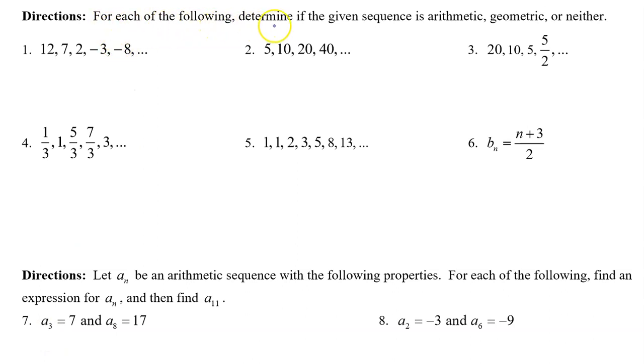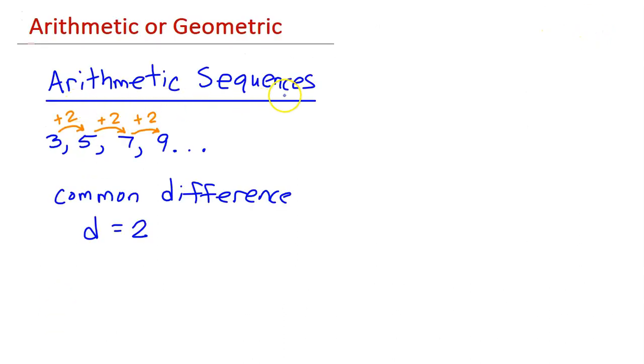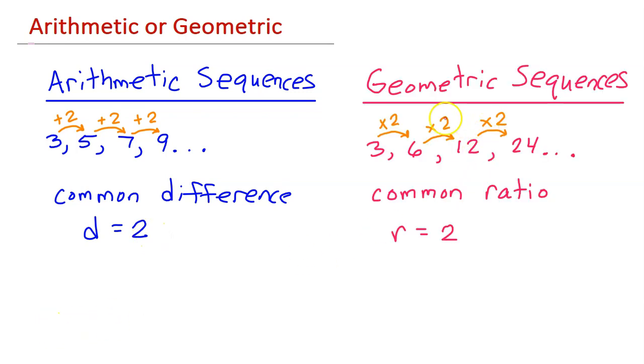For each of the following, determine if the given sequence is arithmetic, geometric, or neither. Arithmetic sequences show a common difference between successive terms. In this example, the common difference d equals 2. For geometric sequences, successive terms have a common ratio. In this case, the common ratio r equals 2.